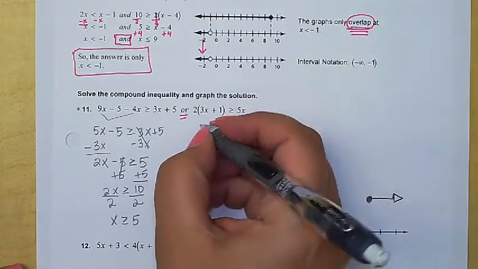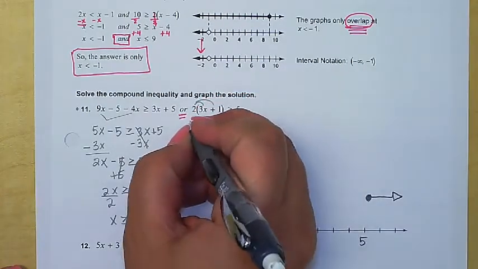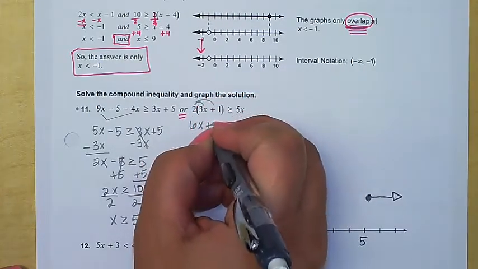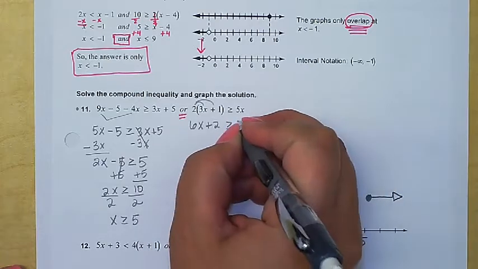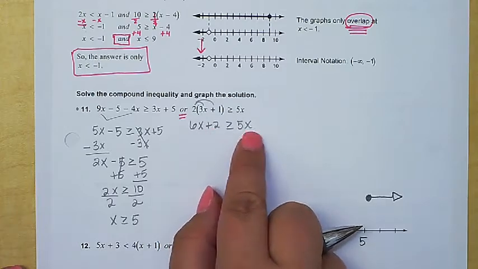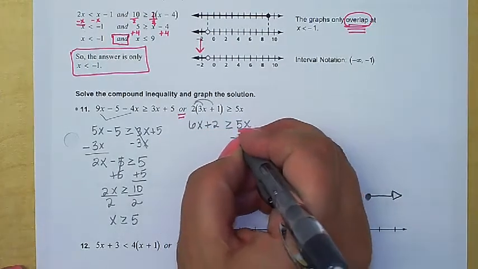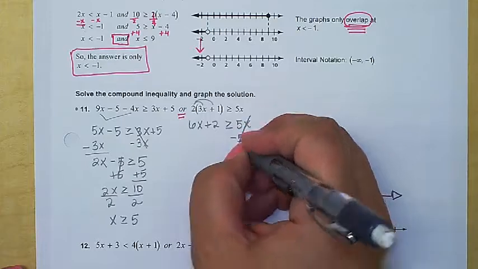Here, again, a little simplifying is in order. Let's go ahead and distribute here. I'll get 6x plus 2. Then I'll move my x's because I have x's on both sides. Again, I like to keep them positive and on the left. So I'm going to go ahead and move them, get rid of the 5x.